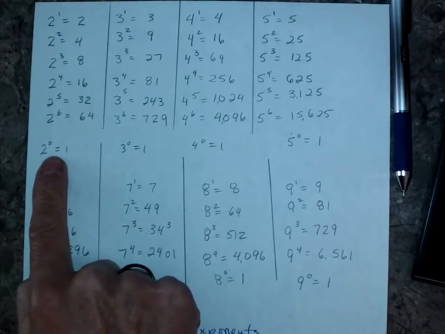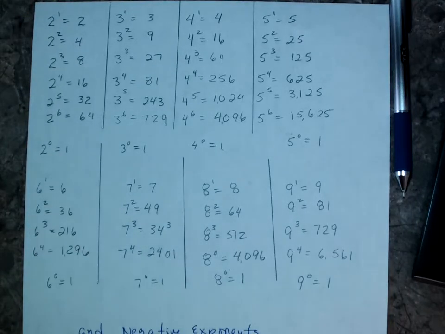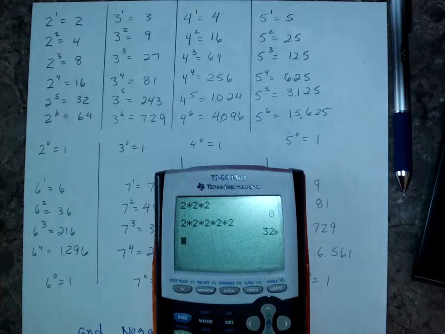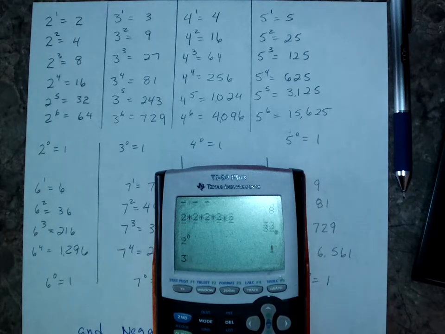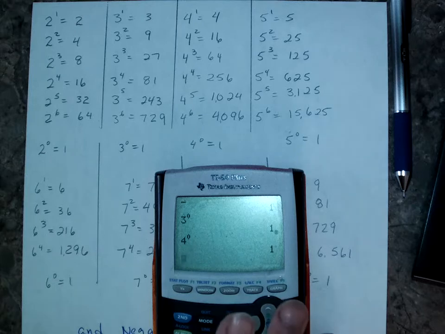You should know these. Now, another thing is that anything to the 0 power is always 1. You can try to calculate if you don't believe me. Seriously, 2 to the 0 power, 1. 3 to the 0 power, 1. 4 to the 0 power, 1. Anything to the 0 power is going to be 1, okay?